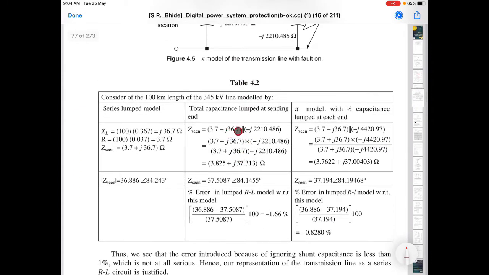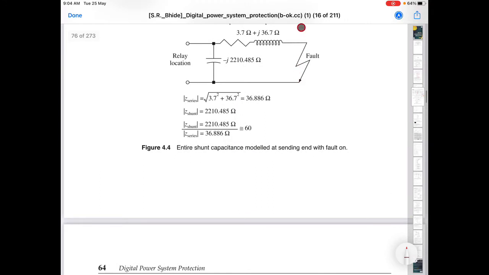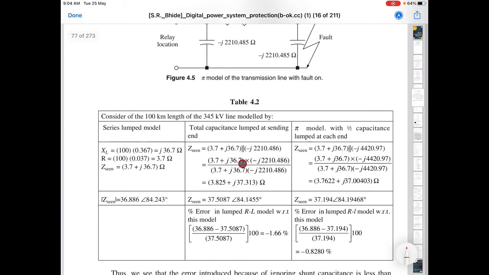We consider that these two are parallel. It becomes parallel because this is a short fault, so this element is in parallel with this element. Since they are parallel, you can apply the parallel formula and you will get some value, correct? It is simplified.